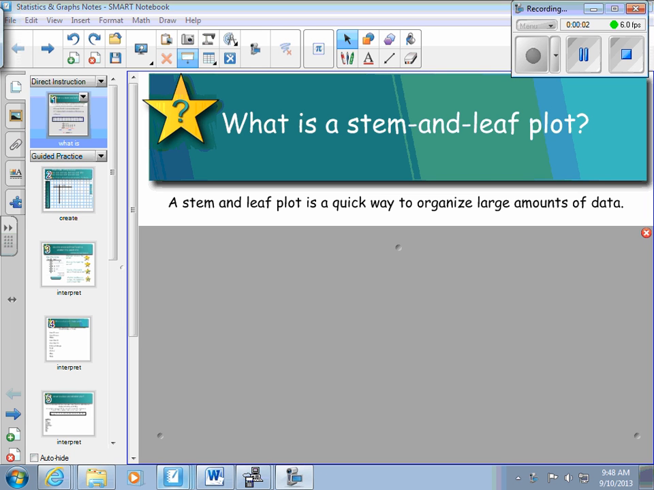We're going to review some statistics stuff today. The first one we're going to look at is a stem and leaf plot. So what exactly is a stem and leaf plot? The stem and leaf plot is a quick way to organize large amounts of data.